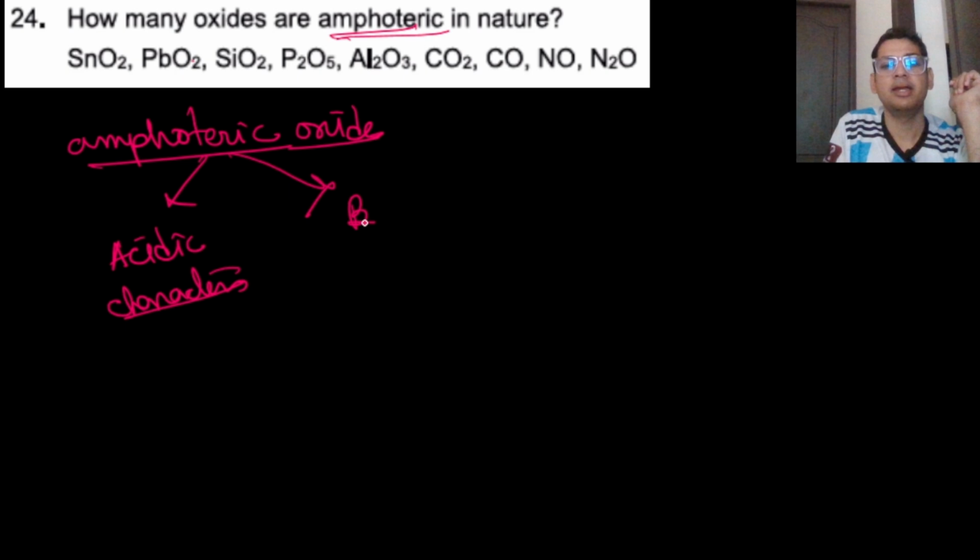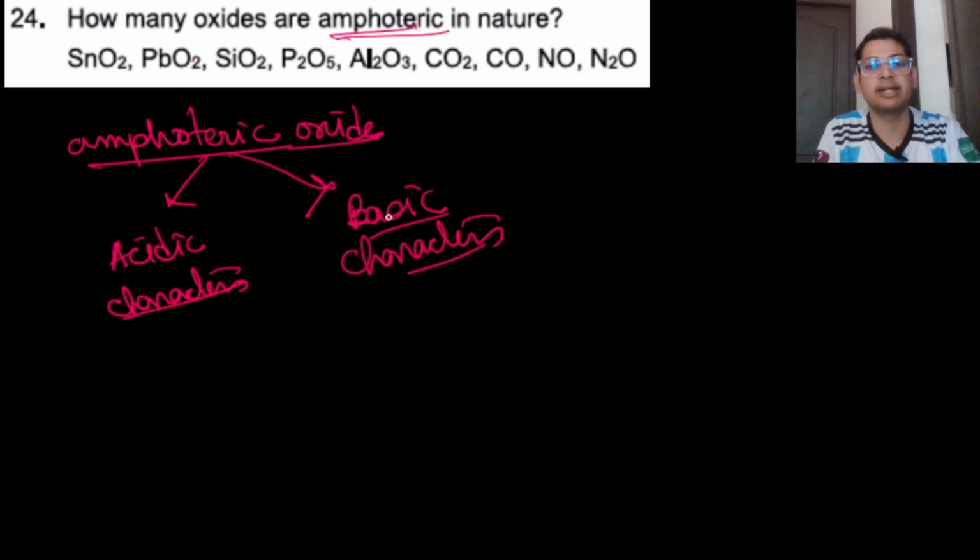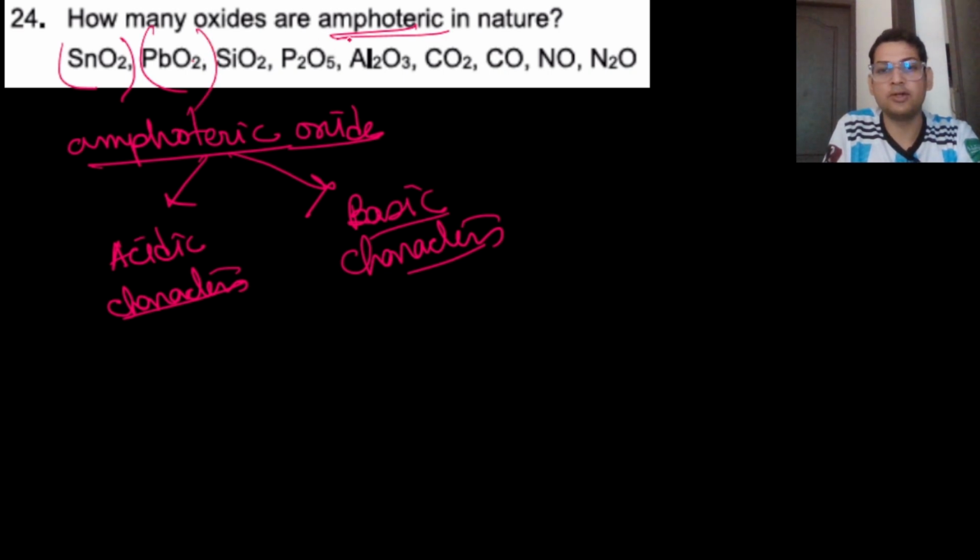Basic character means, like after hydrolysis it will give a basic solution. So the answer, sir: SnO2 is the answer, PbO2 is the answer, and Al2O3 is the answer. These 3 are amphoteric oxides.